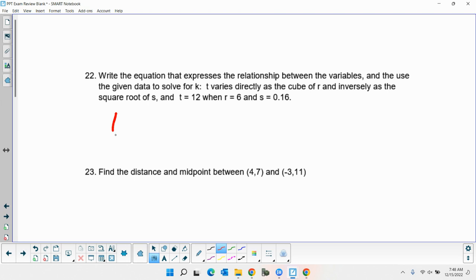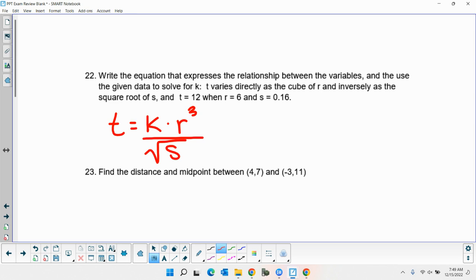So T varies equals K, and you see the word varies. T equals K, and then the next words tell us if we're going to multiply or divide or whatever we're going to do. Directly means multiply. And the cube of r means r to the 3rd power. Right? Cube means to the 3rd. Square of r would be r to the 2nd power. And inversely was divided. So this has got 2 in it. And divided by the square root of s. Okay, not s squared, but the square root of s, okay? So there's our little equation from that sentence.